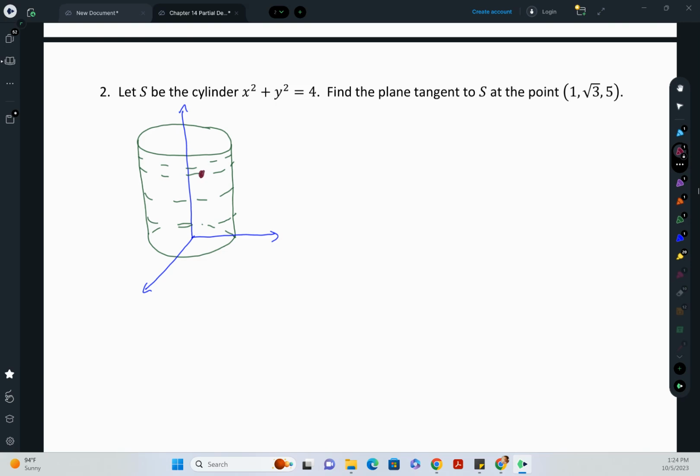So we're trying to find a plane that is tangent to the cylinder at that point. Any plane tangent to that point is going to be parallel to the cylinder. So this is the point on the cylinder in the first octant. So we can say that the surface, just to put out everything I verbalized into words on paper, the surface is parallel to the z-axis.